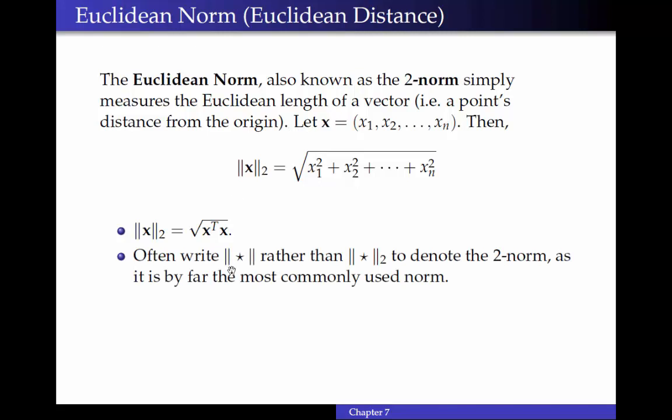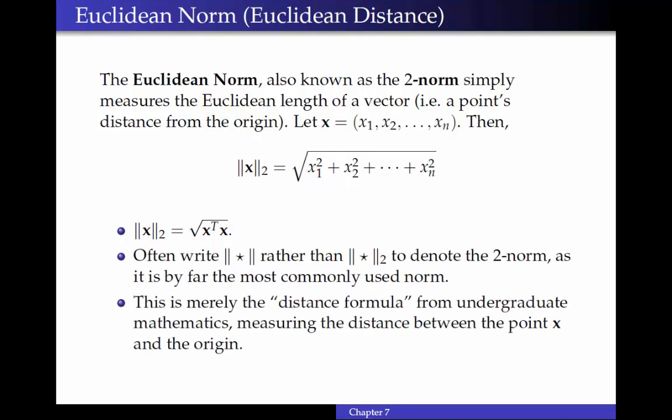And so with these 2 vertical bars, when you see 2 vertical bars and they don't have this little 2 here to specify the 2 norm, that's what they're talking about. They are talking about the 2 norm. Okay, so this is by far the most commonly used norm, and so in the absence of specification, this is the norm that we're going to be talking about.